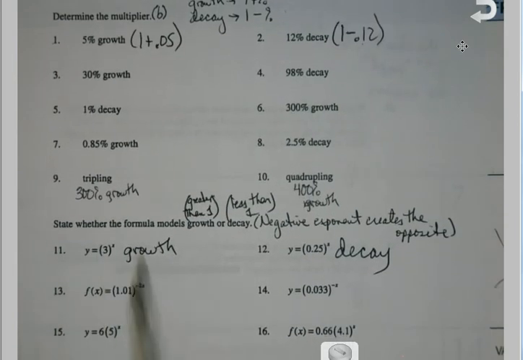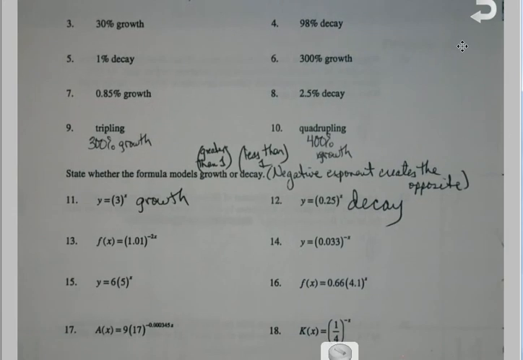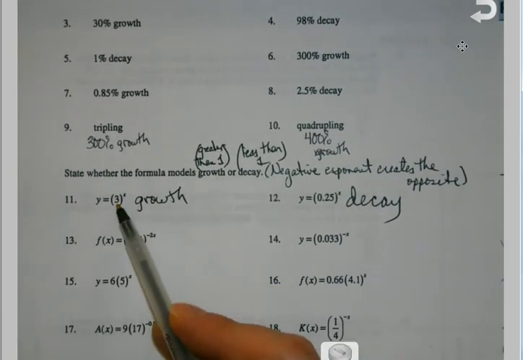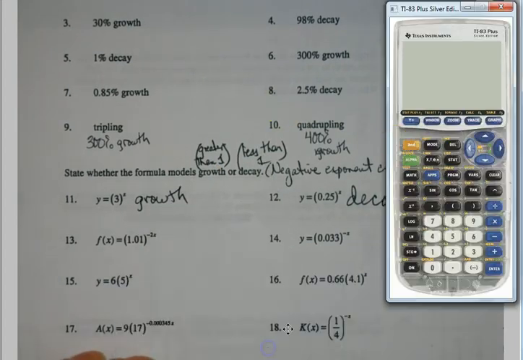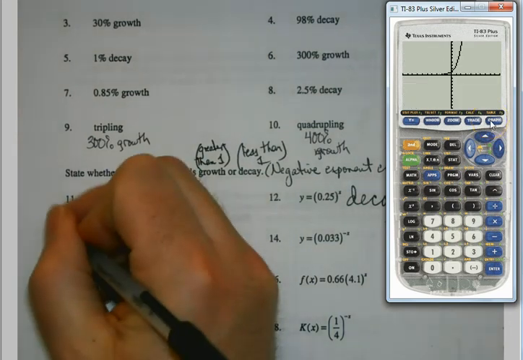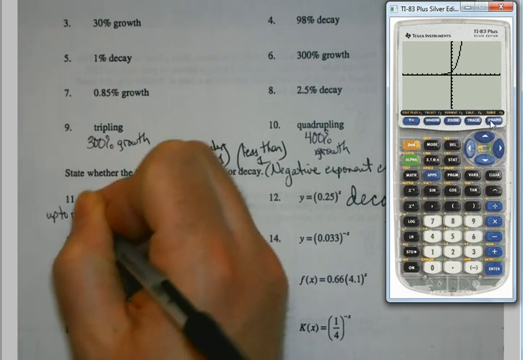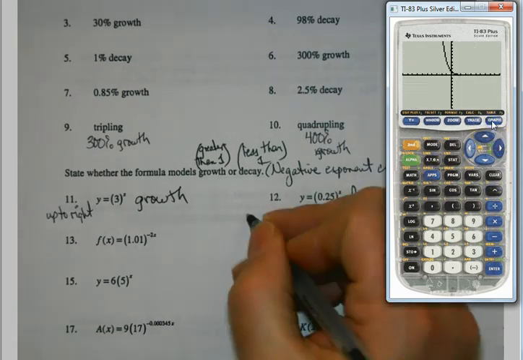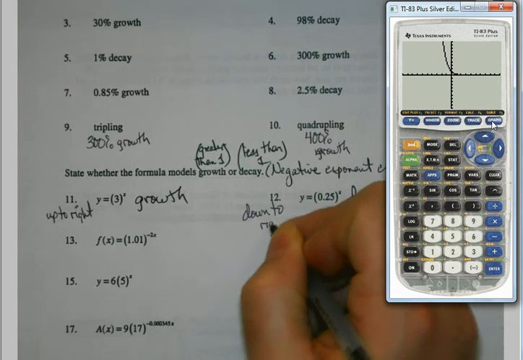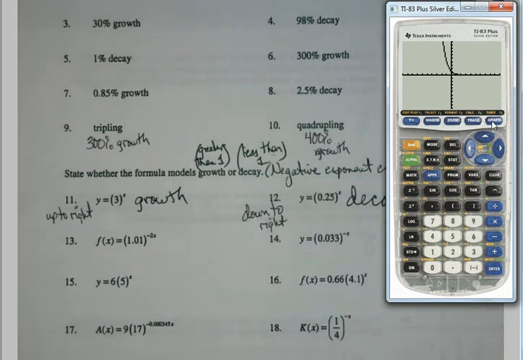And then finally it says, state whether the growth formula is model growth or decay. So for instance here, 3 to the x, if my value in the parentheses is bigger than 1, it's going to be growth. If it's less than 1, it's going to be decay. Now, if some of you are more visual, I can actually type this into the calculator and see it. If I type in 3 to the x and hit graph, notice it goes up to the right. Whenever one of our graphs goes up to the right, it's growth. If it goes down to the right, like maybe if I plugged in the next one, 0.25 to the x, notice it goes down to the right. So you can do it either with knowing the little formula up here or by visually typing it in the calculator and seeing what it looks like.